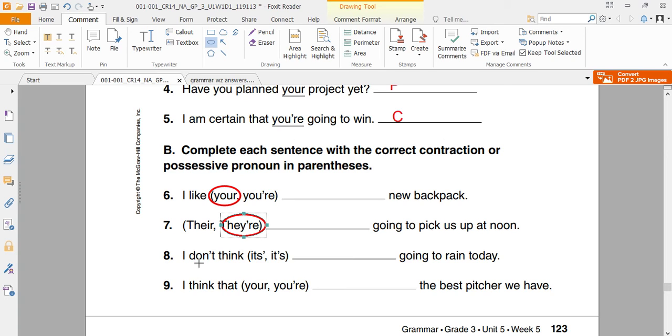Number 3, or number 8. I don't think it's going to rain today. We have two "it's" here. Which one is correct? Yes, the second one, because here it ends with an apostrophe and s. The last sentence: I think that you're the best picture we have. The same pronunciation, "your" and "you're," those are homophones. You remember the homophones? They have the same pronunciation but the meaning and the spelling are different. So "you're" means you are the best picture.